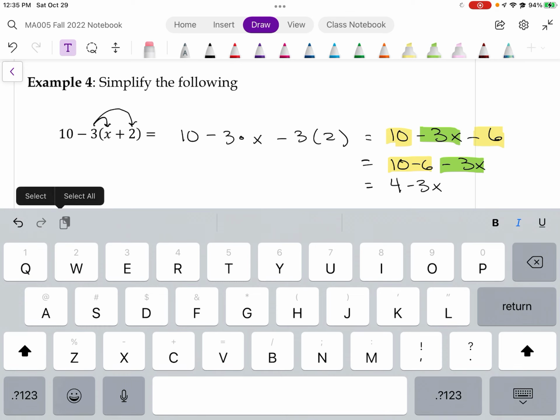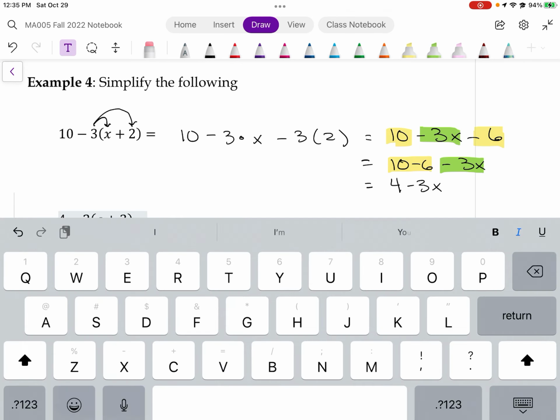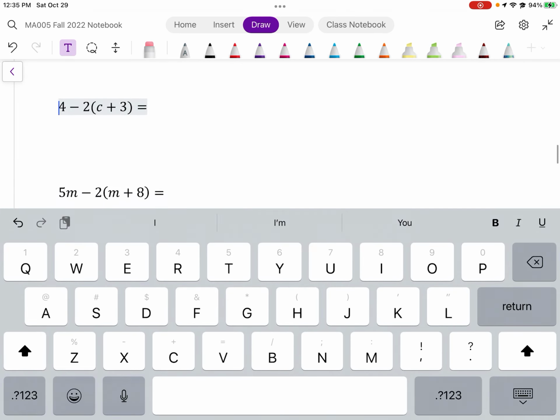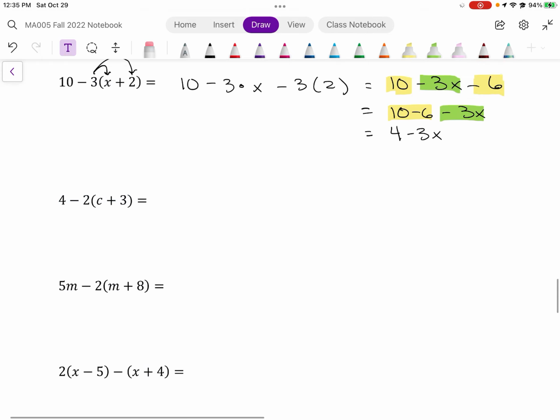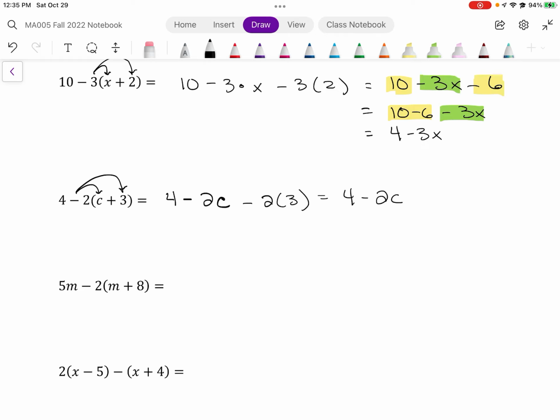Give myself a little bit more space here. All right, so next one. So this next one is 4 minus 2c. So I just took minus 2c. And then I'm going to say minus 2 times 3. So I get 4 minus 2c minus 6.